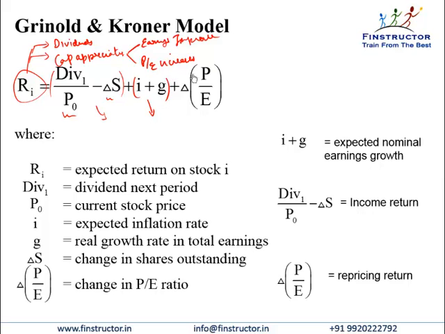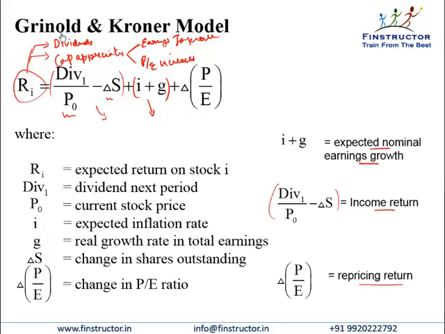And return will additionally come if the outlook on the market increases and people are giving higher multiple. So the last term is called the repricing return or the change in PE multiple. So remember, the first two terms, that is the dividend yield minus the repurchase yield or minus the stock repurchase, is called income return. The next two terms are called nominal earnings growth. They feed into the capital appreciation. And the repricing return is the change in multiple, which will happen if the outlook on growth improves, and is called the repricing return.